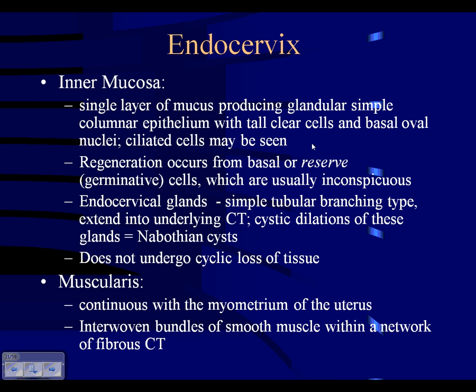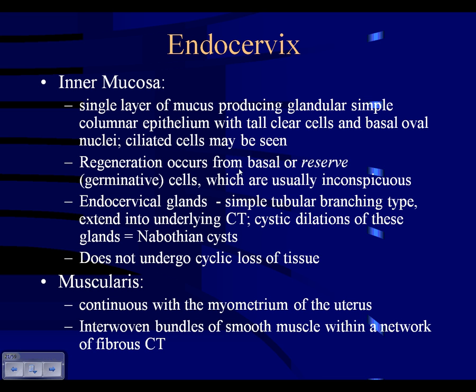The endocervix, the inner mucosa, is a single layer of mucus-producing glandular simple columnar epithelium, tall, clear cells, basally oriented nuclei. You can occasionally see ciliated cells in there, especially if they have tubal metaplasia. You can see ciliated cells.